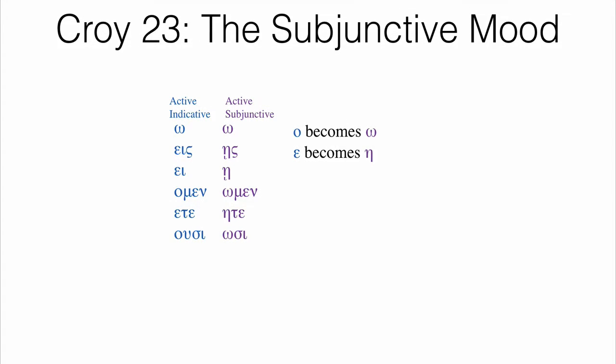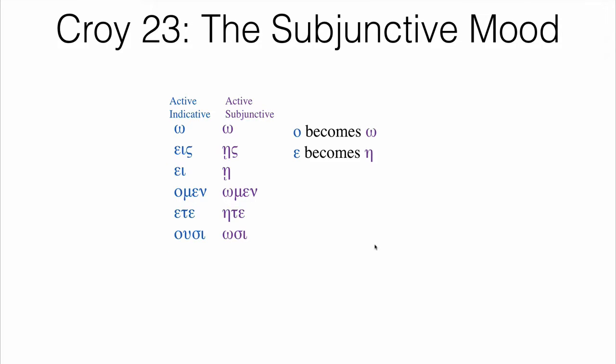Here's a quick overview of chapter 23 in Croy, which looks at the subjunctive mood. We're just going to look at the forms and its two most common functions. So all along we've been learning the active indicative present endings: ō, eis, ei, omen, ete, ousi. The subjunctive endings are ō, ēs, ē, ōmen, ēte, ōsi. You'll notice that omicrons swell to omegas and epsilons turn into etas. That's the easiest way to recognize the subjunctive: long connecting vowels.